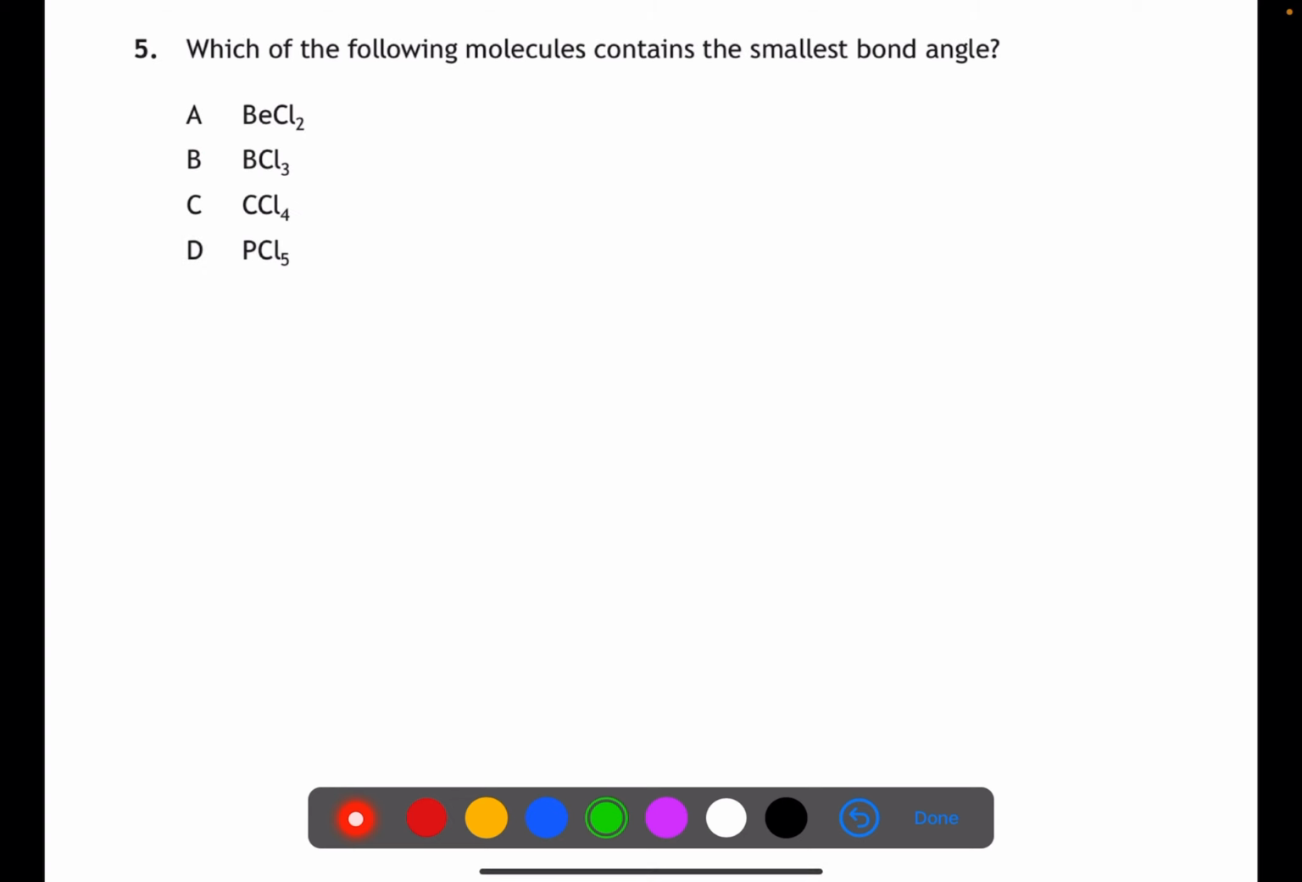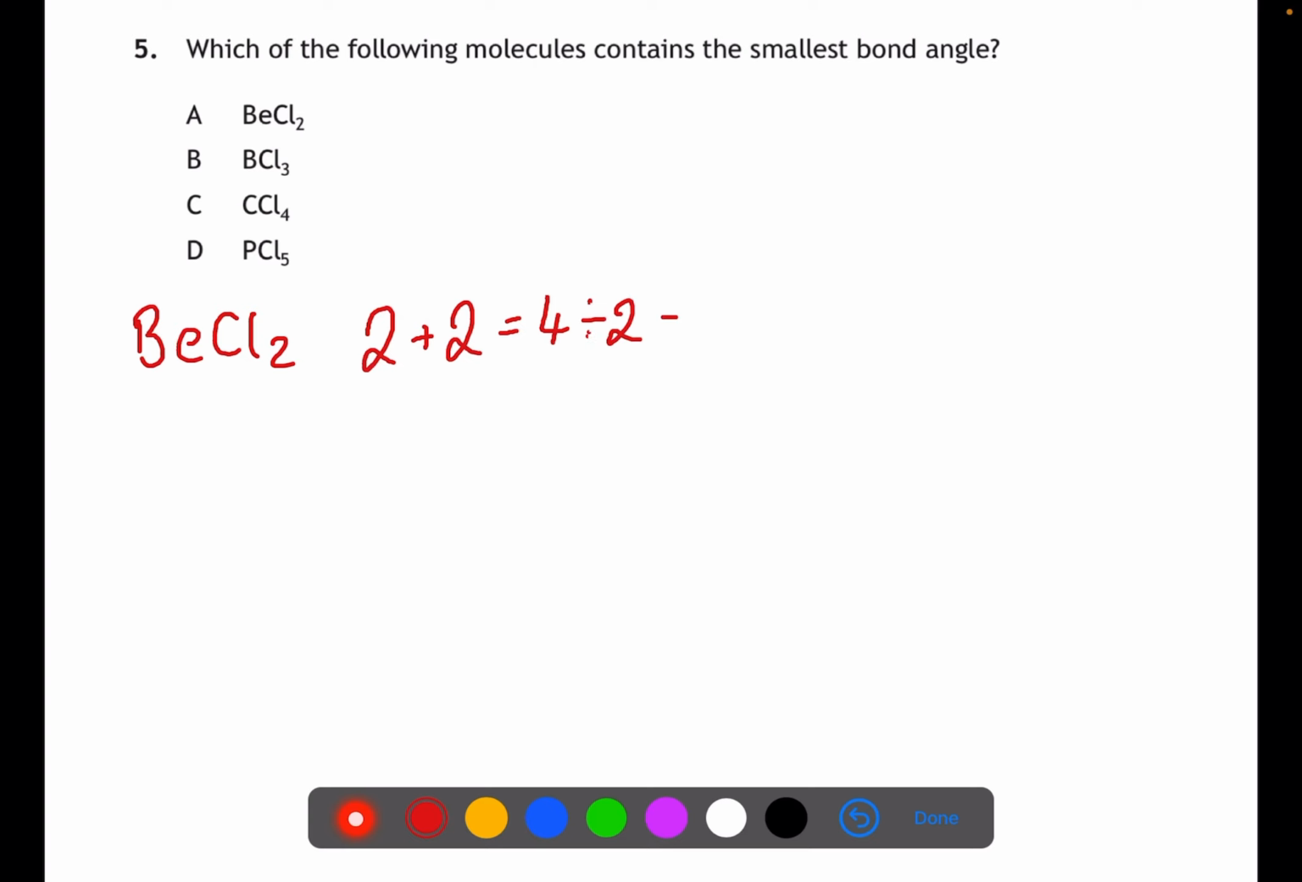Question 5. Which of the following molecules contains the smallest bond angle? To work this out, we need to know what shape each of these would be. To do this, we use the VSEPR rules. Here we have beryllium chloride. Beryllium has 2 electrons and we add 2 for the 2 chlorines. We would then take away any charge. We have no charge here. This gives us 4, which we then divide by 2 to get number of electron pairs. So we have 2 electron pairs with no lone pairs. This means that this would be in a linear shape.